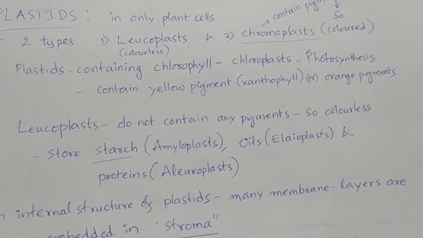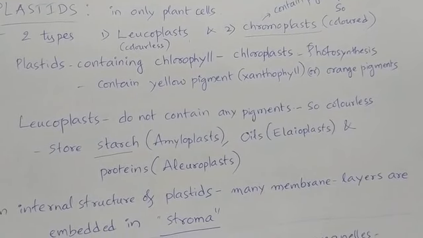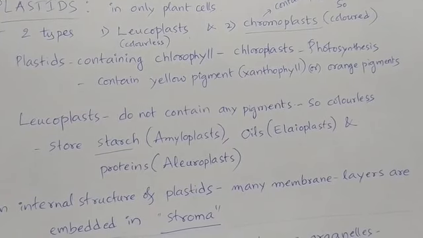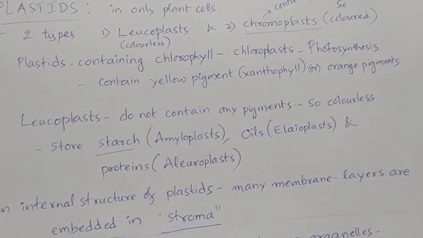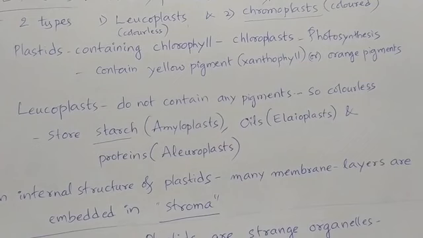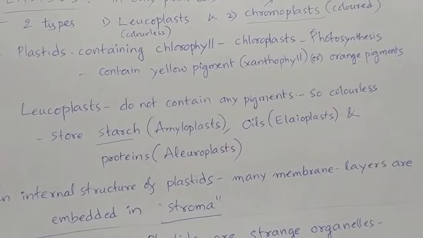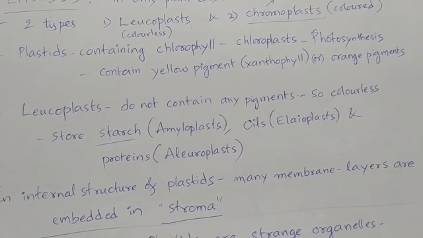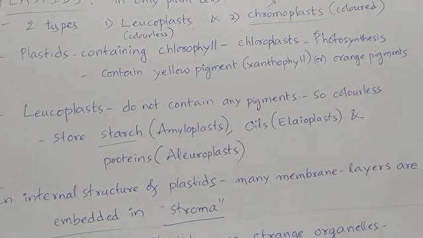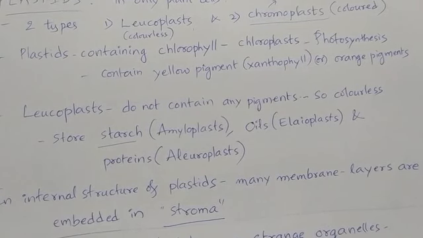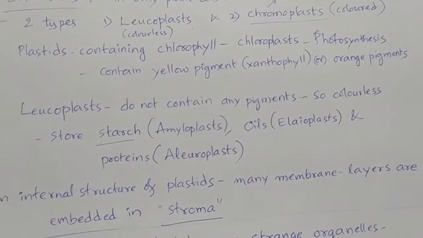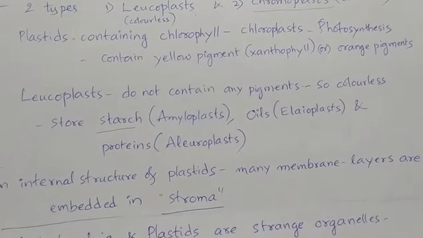These chromoplasts may contain yellow color pigment like xanthophyll or orange color pigments also. Leucoplasts, as I already said, do not contain any pigments, so they are colorless in appearance. Leucoplasts help in food storage. Like starch is stored by special leucoplasts called amyloplasts. Oils are stored by special leucoplasts called elaioplasts. And proteins are stored by aleuroplasts.